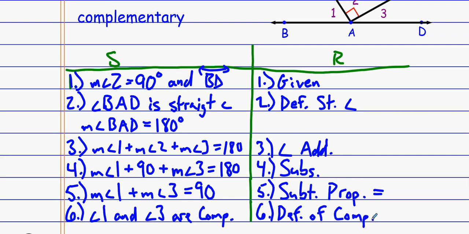Okay? So there's my proof. And the other thing is this. Not every proof has only one way that you can do it. Especially as we get into more and more complicated ones, there are going to be multiple ways that you can do each of these things. Okay?